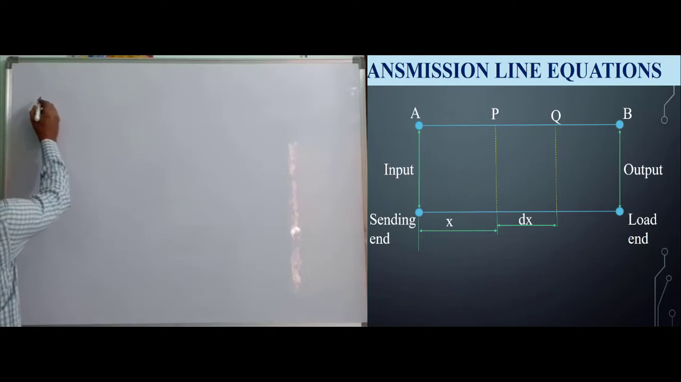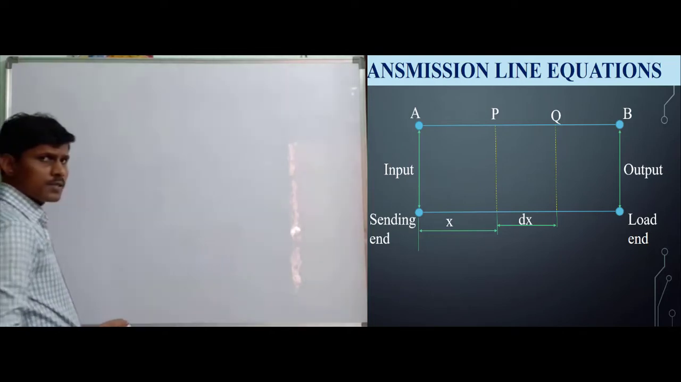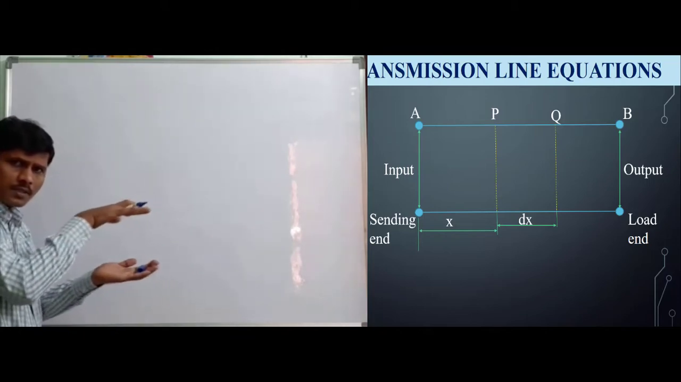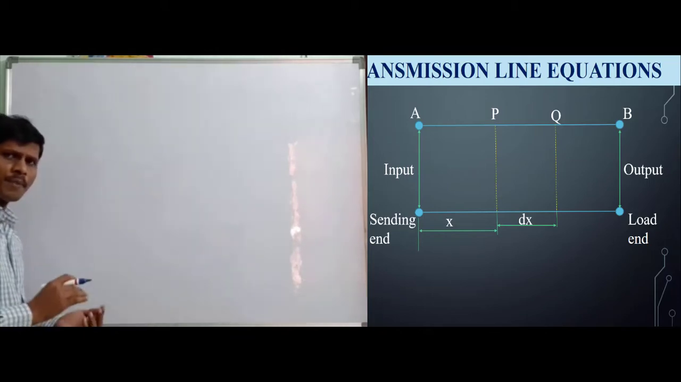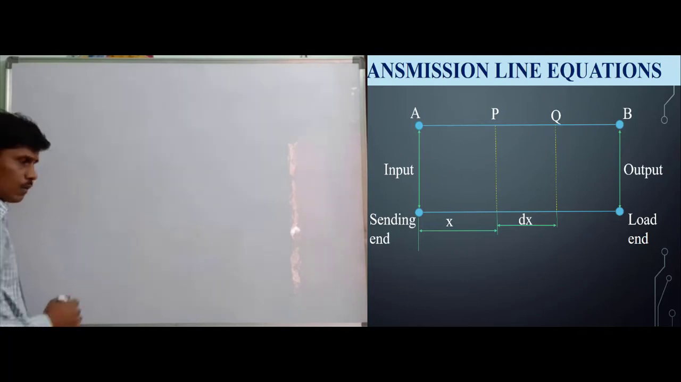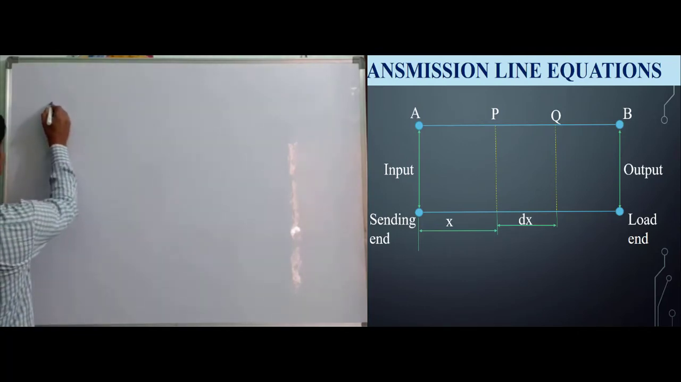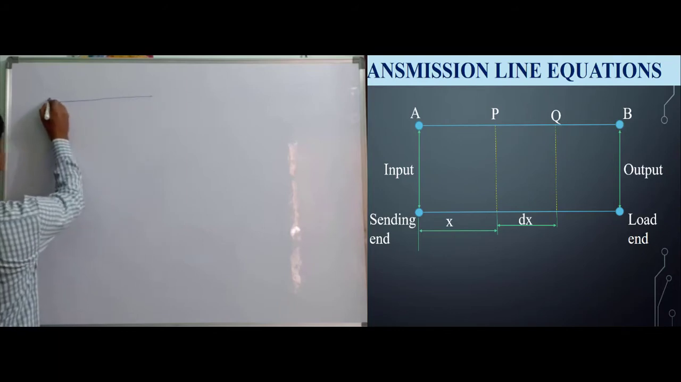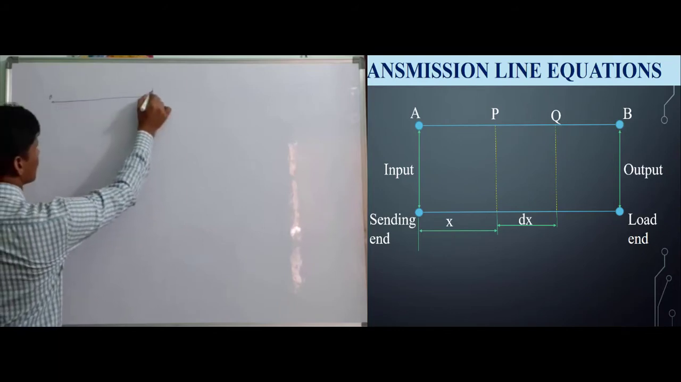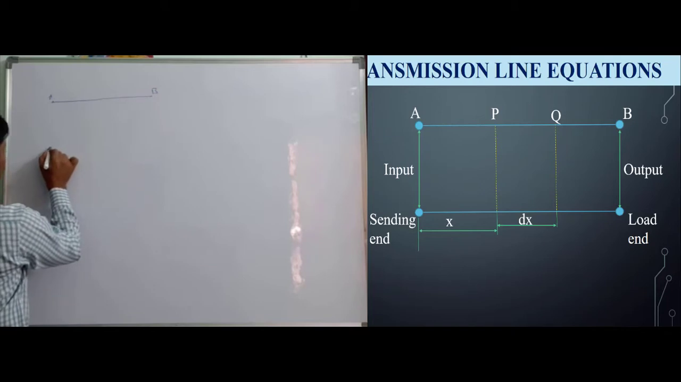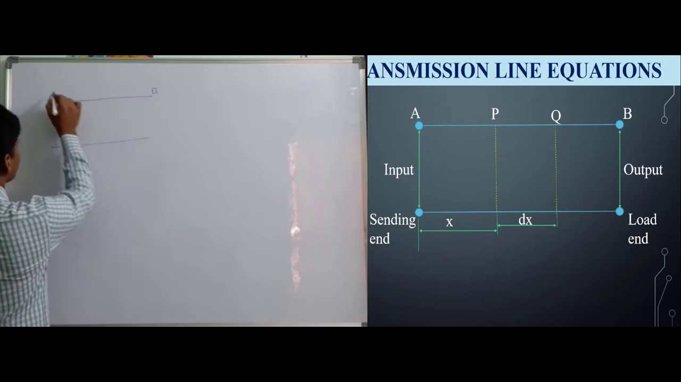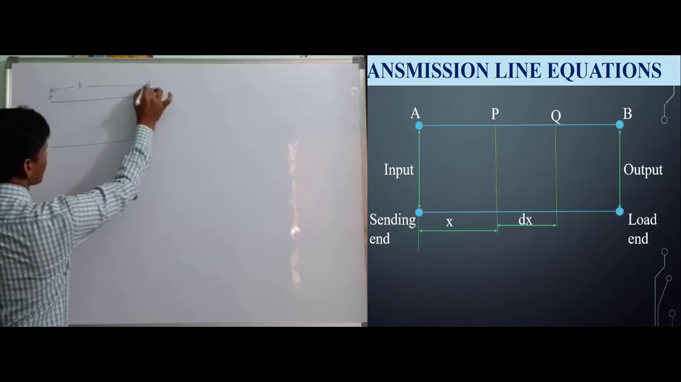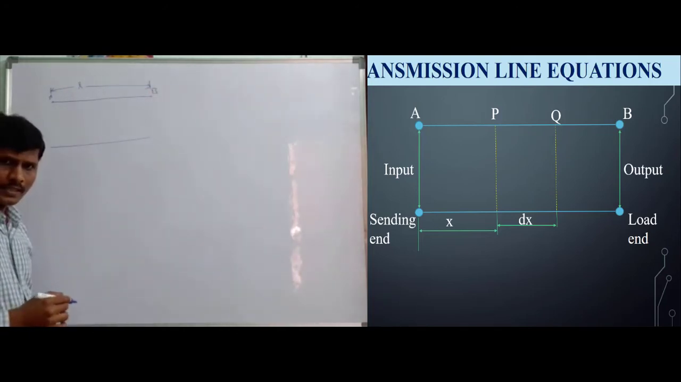Let us consider what a transmission line is. A transmission line is nothing but a pair of parallel conductors or parallel wires. A to B is the pair of parallel wires, and the length of the transmission line is L.